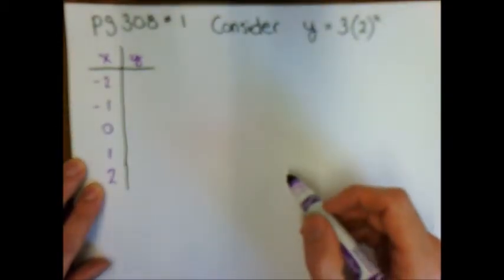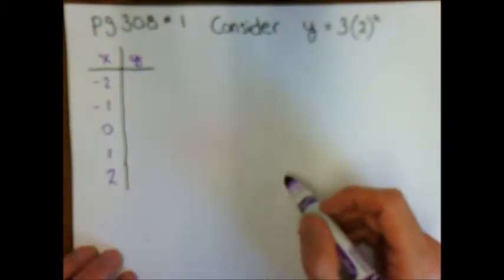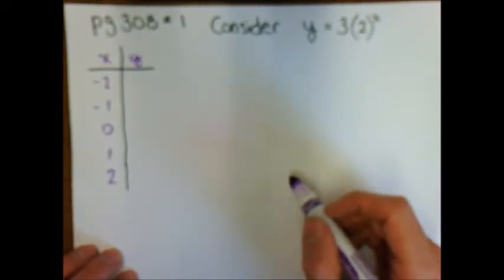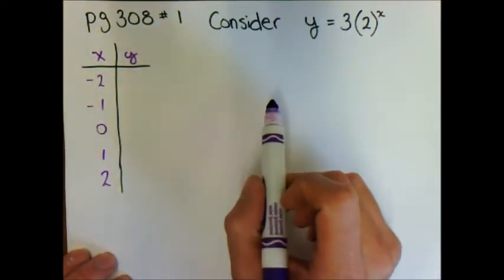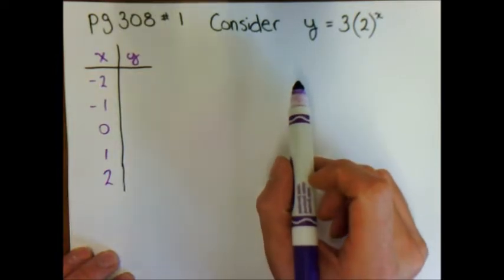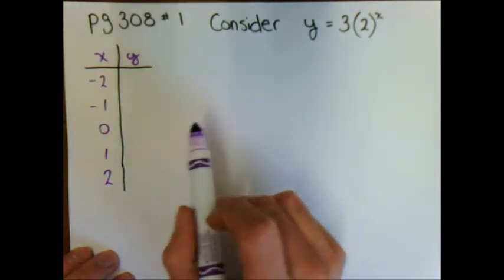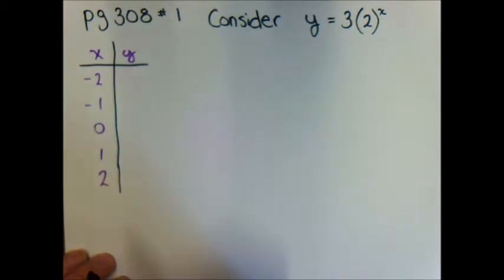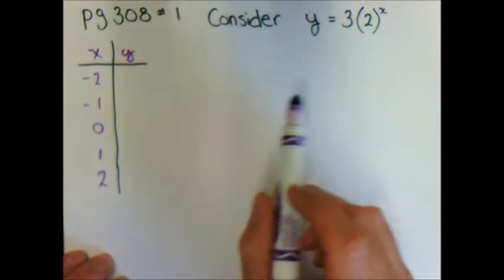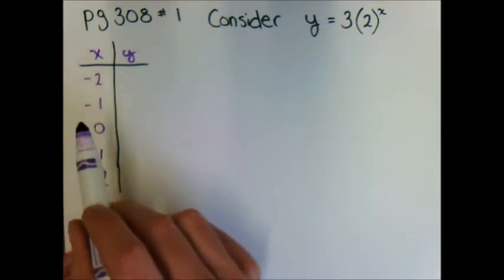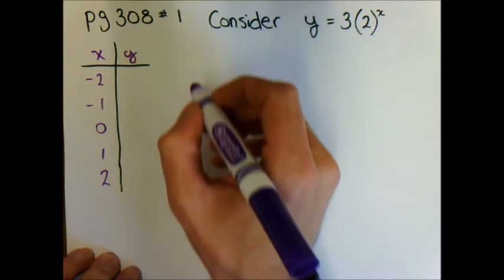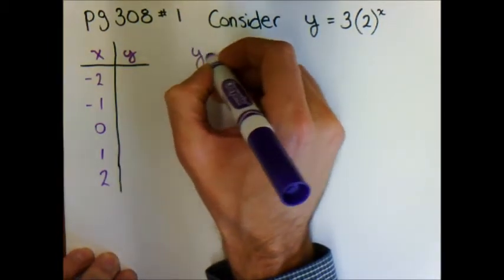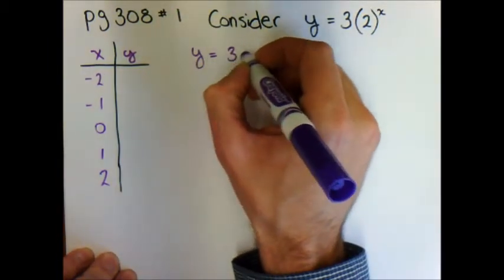For our prerequisite skills for Unit 6, we want to be able to know and understand what's happening with exponential graphs, the graphs of exponential equations. And so page 308, number 1, has asked us to consider the graph of y equals 3 times 2 to the power of x. I've made myself a little table of values. We're going to find out what's happening here, the value at x equals -2, -1, 0, 1, and 2. And I'm just going to sub each of those in to my equation here.